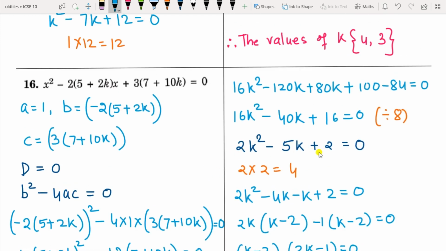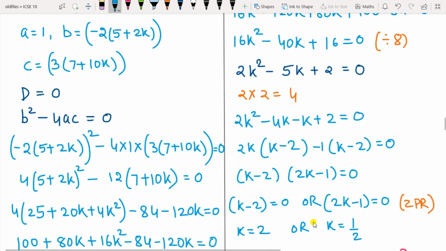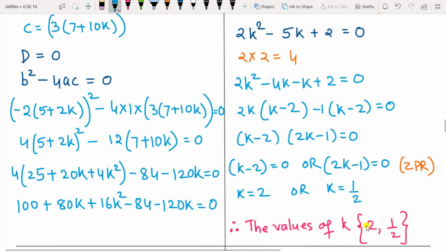So 2 plus 2 into 2 is 4. So you have to split the middle term so as to get the middle term, and the product should be 4. So 2k square minus 4k minus k plus 2 equal to 0 and take out common, therefore you get k equal to 2 and k equal to 1 by 2. So those are the roots, or the values of k, that is 2 and 1 by 2.